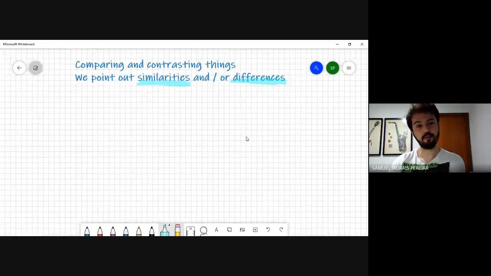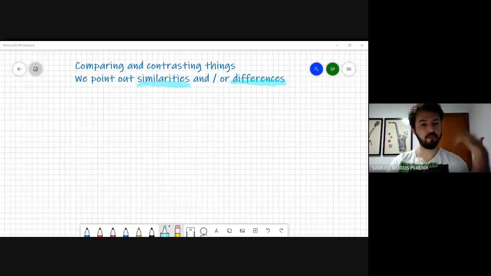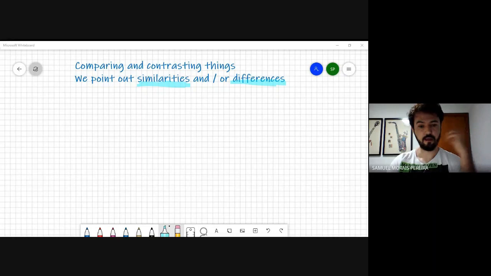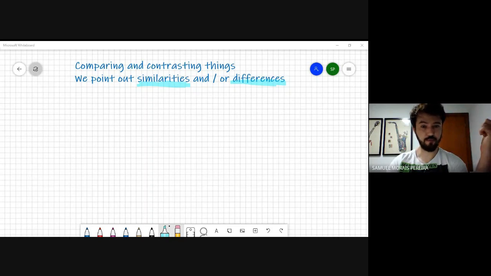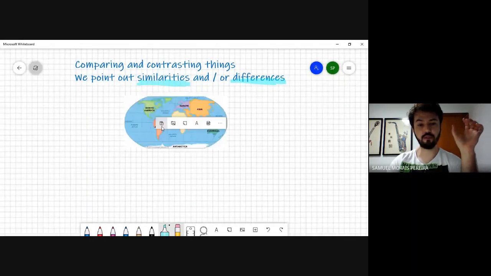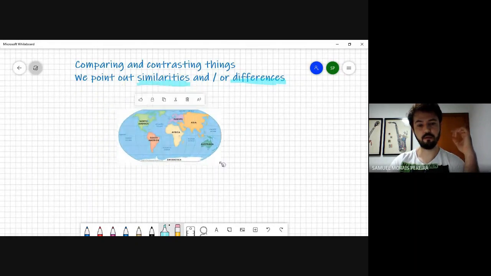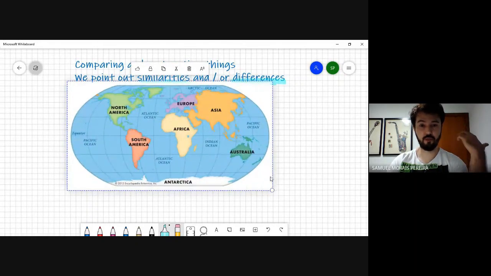And in English, you can use expressions or you can use structures to do so, okay? In today's lesson, I wanted to show you how we compare things using comparatives and superlatives, okay? So first of all, I'm gonna show you at the beginning of my lesson a world map, okay? So take a look at this picture here. I have here the world map, okay?